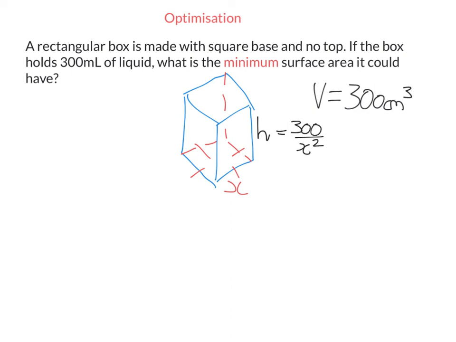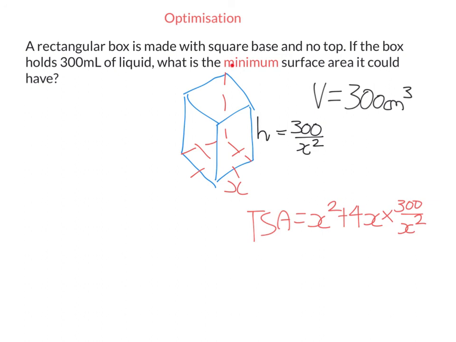Now we're going to find a function for the surface area of this shape. The total surface area will have the area of the bottom, which is x squared. Remember, there's no top, as it said in the question. And then there are 4 of these rectangles. Each of those 4 rectangles has a width of x, like this one here, and its height is 300 over x squared. So we times that by 300 over x squared. Now we have a function with just 1 pronumeral that tells us about the surface area.